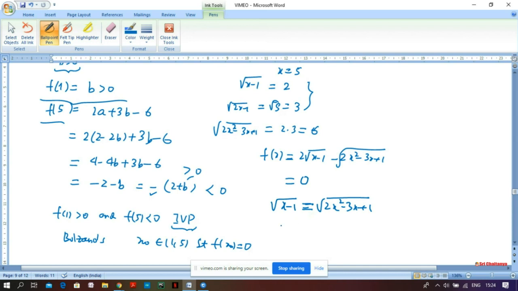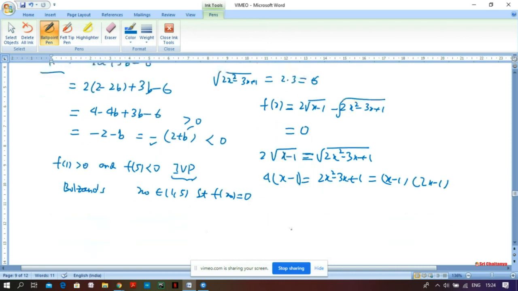Now squaring, this number will become x minus 1, and this was 2, so 4 times x minus 1 equals 2x squared minus 3x plus 1. That is x minus 1 times 2x minus 1. You get either x equal to 1, or you get 2x minus 1 equals 4, so x is 5 over 2. That of course belongs to 1 comma 5.